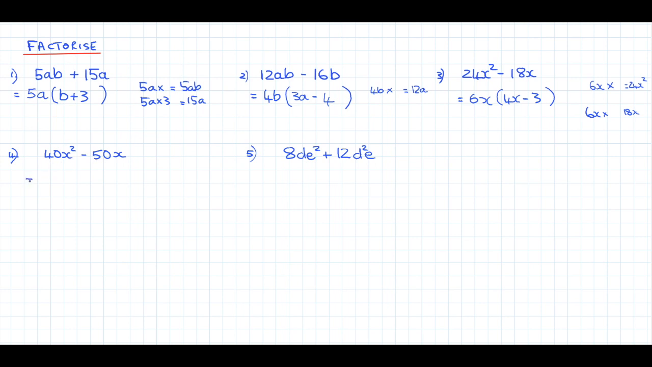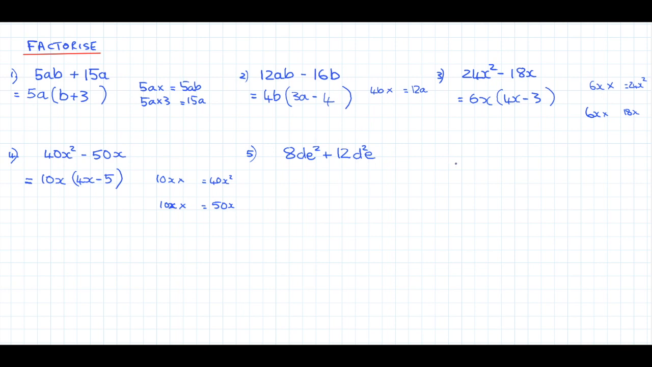Number 4, same type of example. Look at the numbers first. First of all, have we got a common factor? Again, 2 goes into it, but can you see 10 is the highest common factor of 40 and 50. We'll get x squared and we'll get x. So highest common factor is 10x. And again, to find out what goes in here, 10x multiplied by what would give us 40x squared? Now 10x times 4 would give us 40, and it would have to be 4x. 10x times what would give us 50x? It would be 5, so this would have to be minus 5. And again, you can check it by multiplying out the bracket.